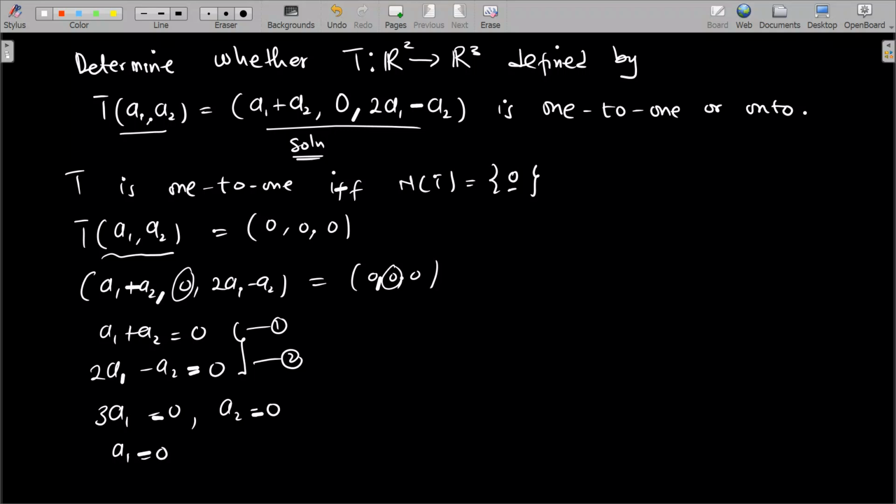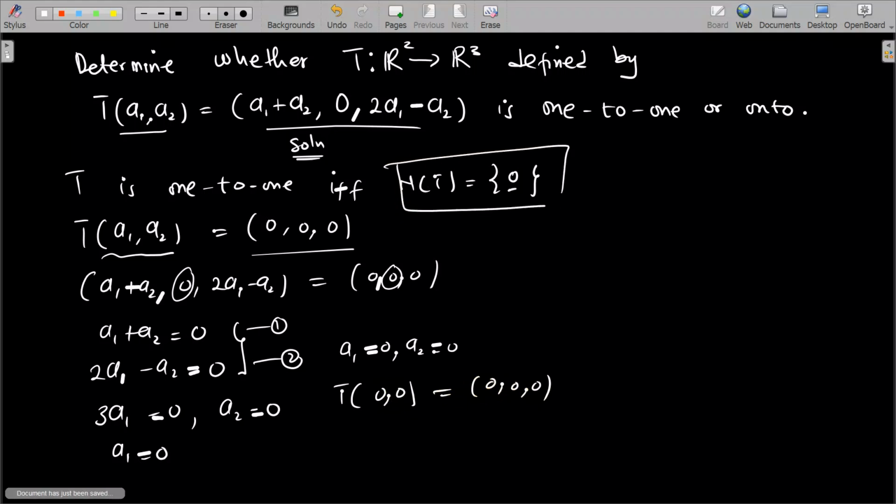So it means that the only vector that transforms to give us 0 is a1 equals 0, a2 equals 0. So the transformation of the zero vector is the only thing that gives us 0. So indeed, the null space of T is just the zero vector. So T is one-to-one.